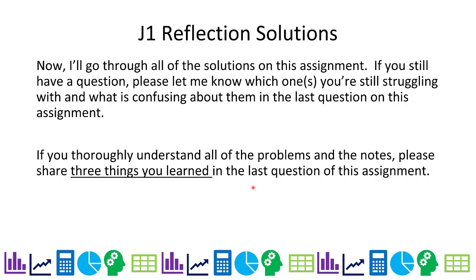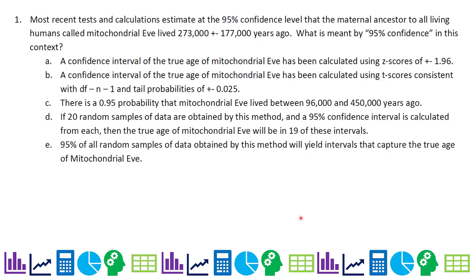The J1 lesson focuses on confidence intervals for means, plus we'll be doing a few other problems spiraled throughout the year. Starting with number 1, most recent tests and calculations estimate at the 95% confidence level that the maternal ancestor to all living humans, called mitochondrial Eve, lived 273,000 plus or minus 177,000 years ago. What is meant by 95% confidence in this context?